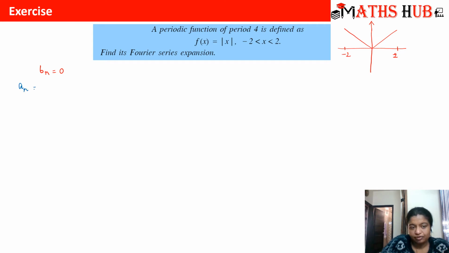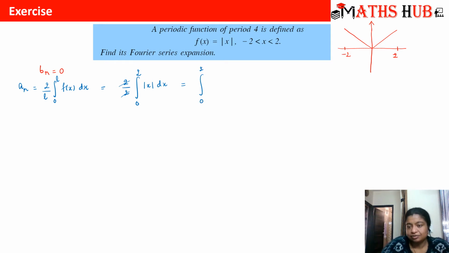So let us write the formula for a0. For any even function, the formula becomes 2 by L, integral 0 to L, f of x dx, right? What is the length of the interval here? The length of the interval is from 0 to 2, so L is 2, and we write 2 by 2, 0 to 2. The function is mod x dx. You can see that the 2 gets cancelled. What is mod x? We have seen that when we have the interval 0 to 2, mod x is the same as x. So we can replace mod x by x and we get x dx.